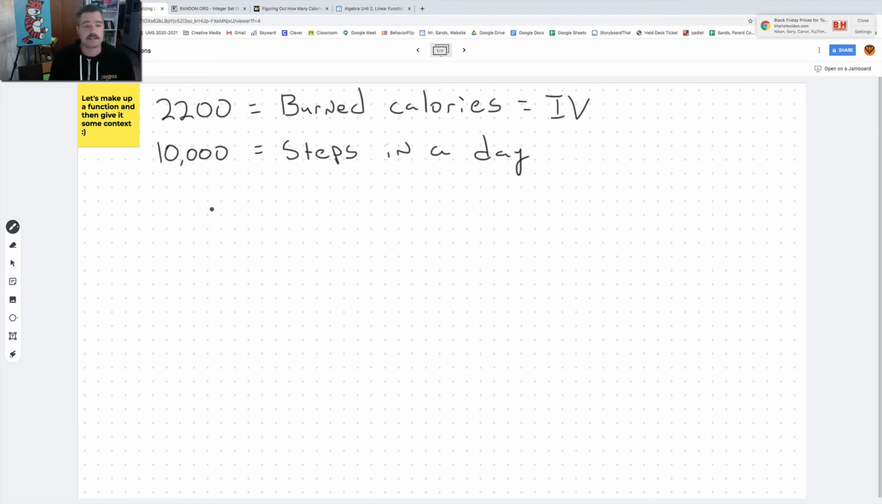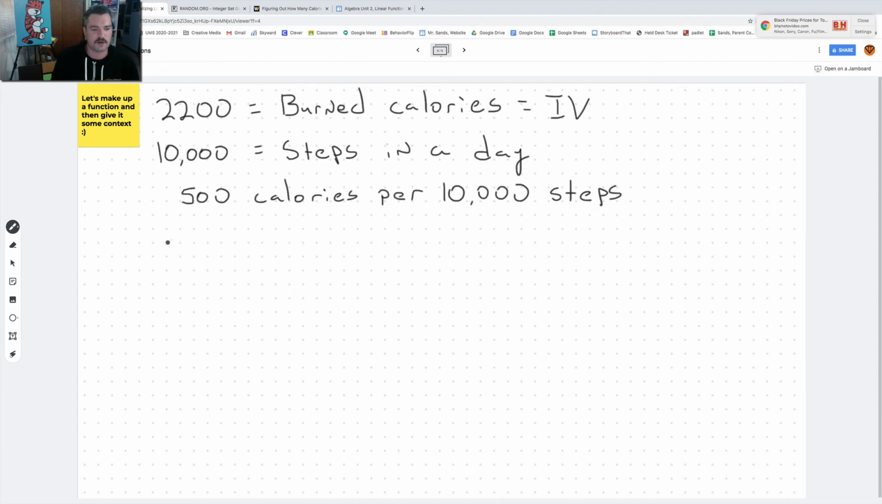And what I figured out is that, for simplicity's sake, when you take 10,000 steps in a day, you're not running, you're just walking, getting up and moving around, nothing too vigorous, you're burning 500 calories. So I wanted to make a linear function with this. If I burn 2,200 calories in a day, and I burn 500 calories for every 10,000 steps that I take.